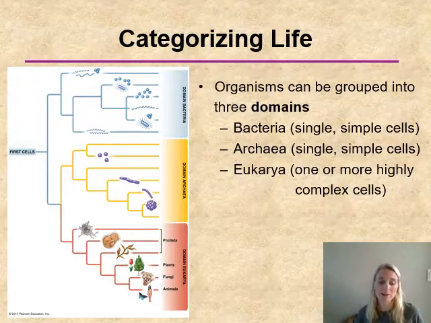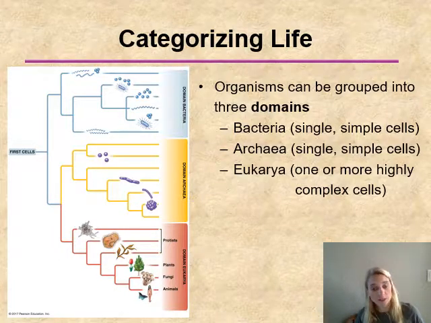And then the last domain, down on the bottom, includes all the living things that are composed of eukaryotic cells. Remember, those are cells that have a nucleus. These can be single-celled, like protists and some fungi. They can be multicellular, like some fungi, plants, and animals. Their cells are large and more complex, like those characteristics we saw at the beginning of the lecture.